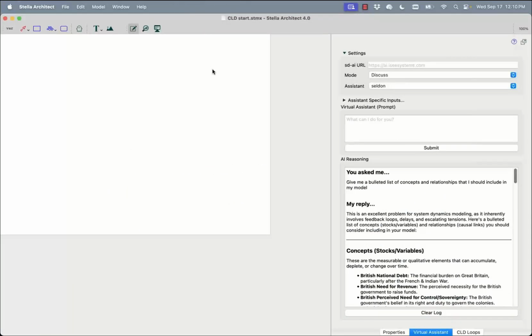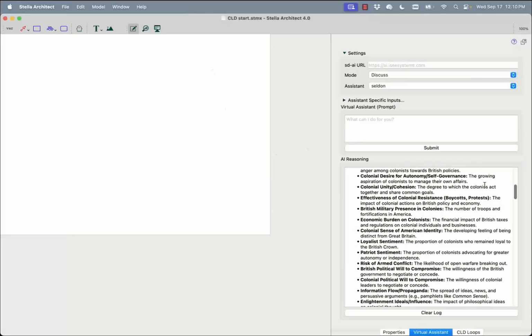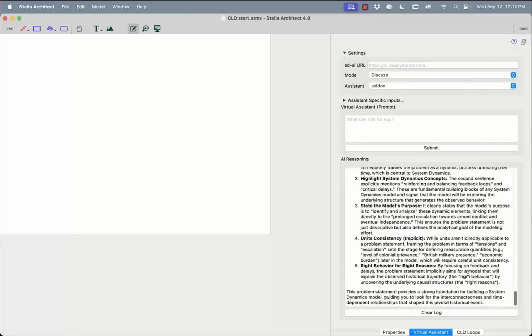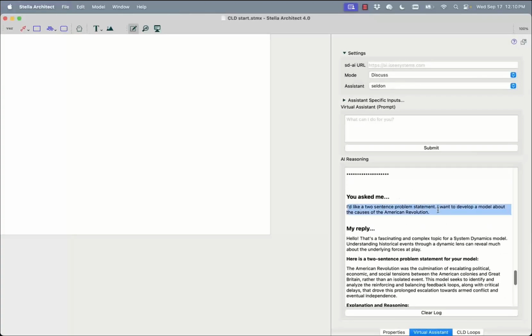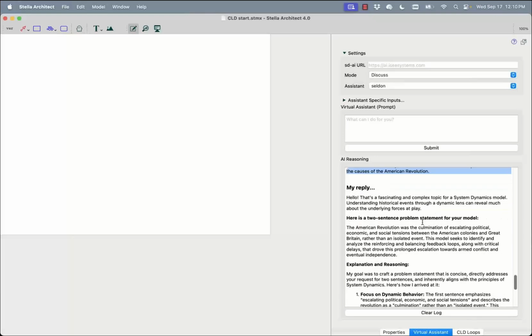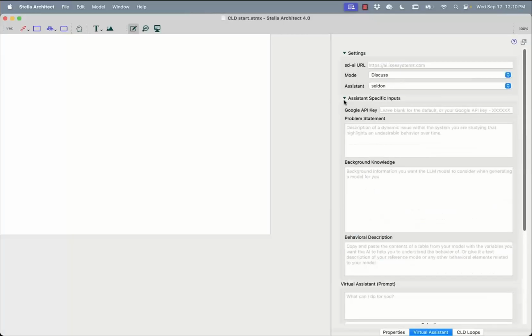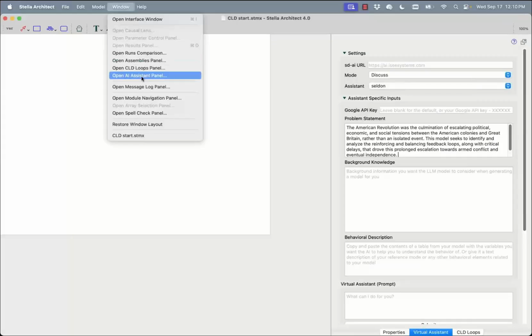So here I am inside of Stella, and I've got some of those prompts already done. I'm trying to save a little bit of time as we wait for the LLM to respond. So for instance, I said, I'd like a 2-sentence problem statement about the American Revolution. Here's the reply, and here's the 2-sentence problem statement. So I can take that, and I can put it into the assistant-specific inputs for Selden, right-click, and paste, and now I have a problem statement that goes along with every request that I make to the AI, to the discussion bot. For those of you who are following along, I got the virtual assistant by going to Window, Open AI Assistant Panel.